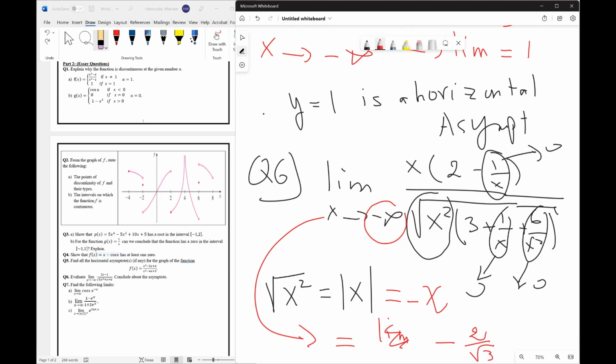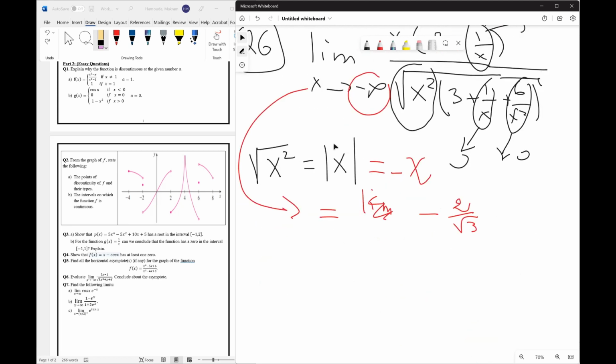If it was at plus infinity, then I would find plus. So we can conclude here that y equal to minus 2 over root 3 is a horizontal asymptote.